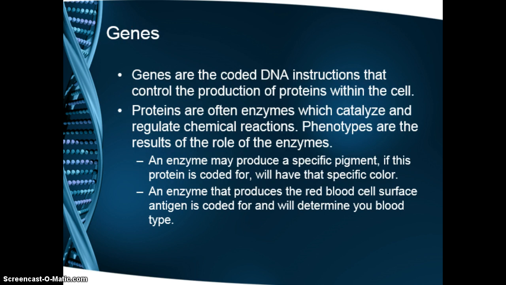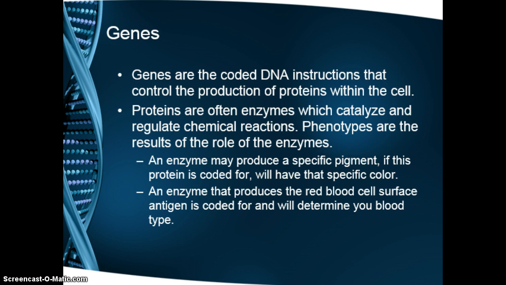Again, we know that all of our genetic information is on genes stored in the form of DNA. Genes are the coded DNA instructions that control the production of proteins within a cell. What does that mean? And how does that help us get from knowing our genotype to our phenotype? How does this work? Well, proteins are often enzymes which will catalyze and regulate different chemical reactions. And the phenotypes are the results of the role that the enzymes are actually going to play.